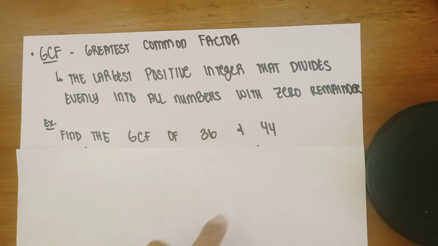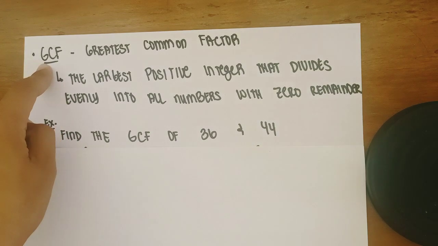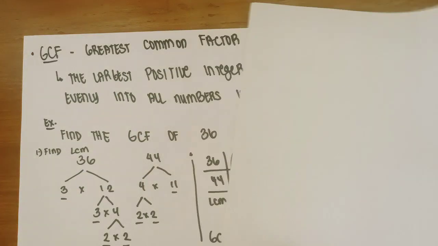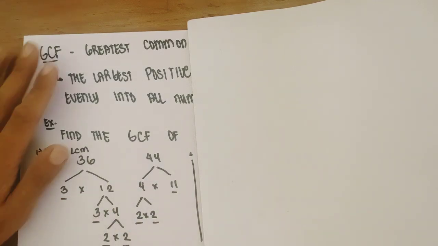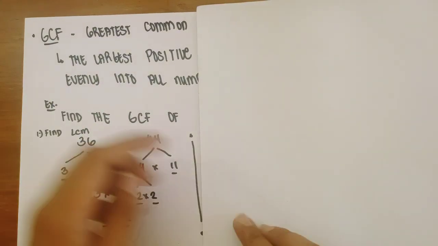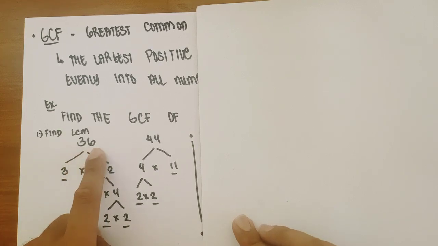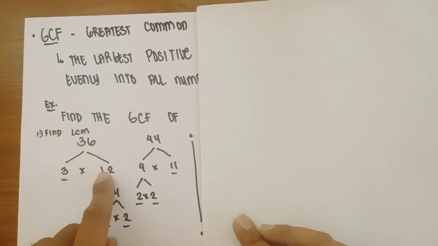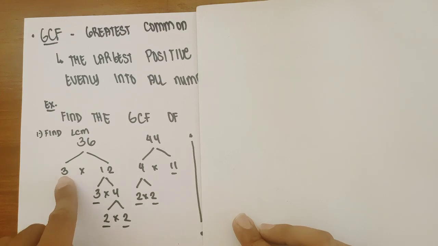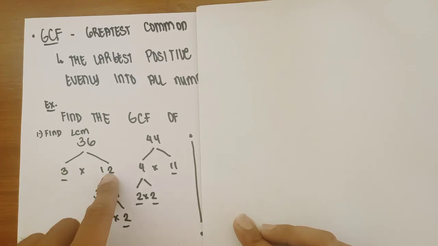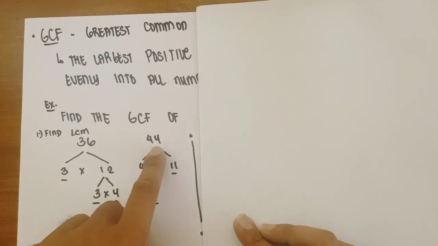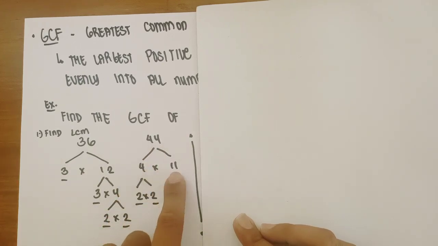So, ang first step to find the GCF is to find the LCM first. So, katulad nga kanina sinabi ko, find yung LCM niya. So, gumawa na ako ng branch. So, 36, 3 times 12. 3, hindi na natin siya pwedeng i-branch out. 12, pwede natin siya branch out. 3 times 4. 4, pwede pa natin siyang i-branch out. 2 times 2. And 44, 4 times 11, hindi na natin pwede. So, stop. 4, 2 times 2.